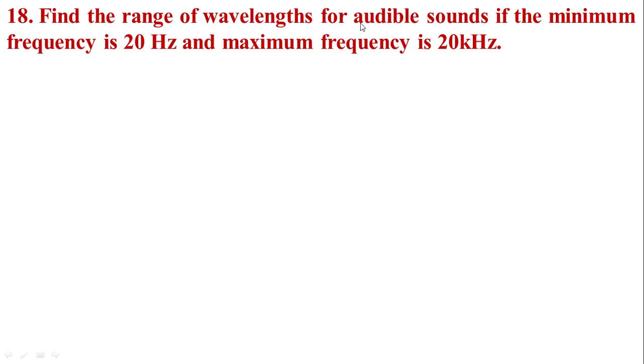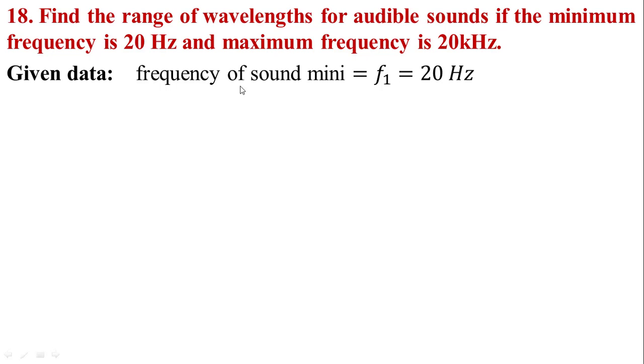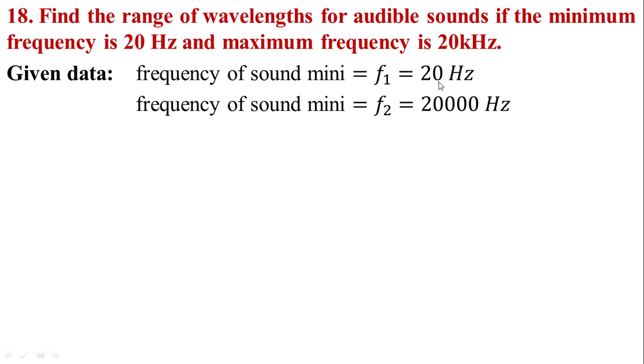Now in numerical 18, the given statement is: find the range of wavelength for audible sound if the minimum frequency is 20 Hz and the maximum frequency is 20 kilohertz. So we find the wavelength at both frequencies, minimum and maximum. First of all, write the given data. Frequency of sound at minimum, f1, is equal to 20 Hz, and frequency of sound at maximum, f2, is equal to 20,000 Hz.